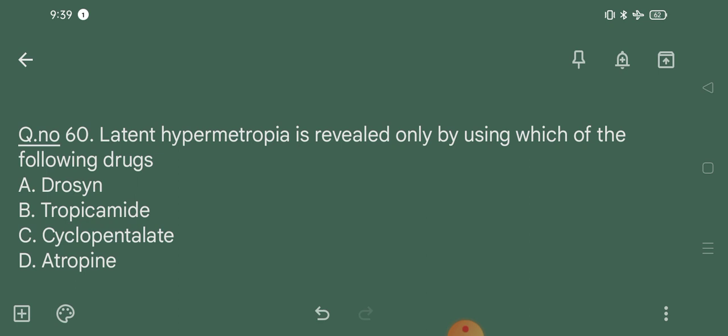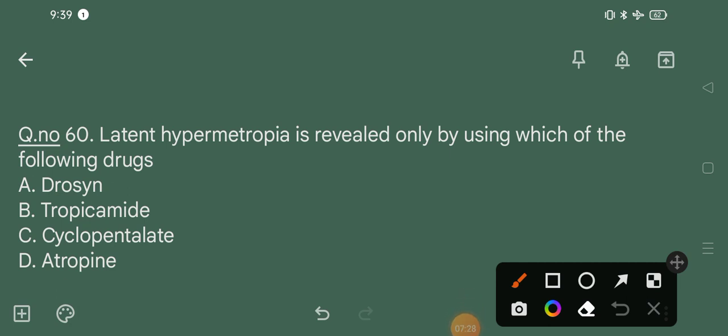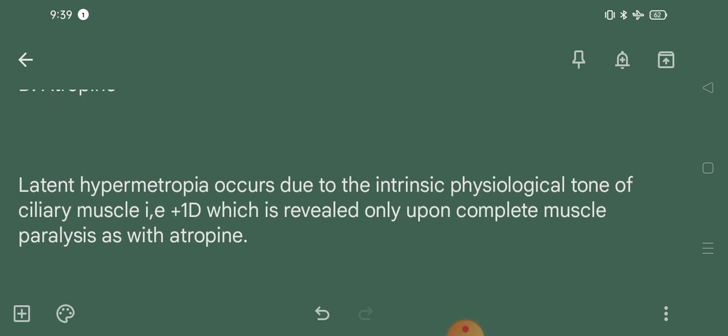Question number 60. Latent hypermetropia is revealed only by using which of the following drugs? Option A Drosin, option B tropicamide, option C cyclopentolate, option D atropine. The correct option is option D, that is atropine. Latent hypermetropia occurs due to the intrinsic physiological tone of ciliary muscle, that is plus 1 diopter, which is revealed only upon complete muscle paralysis as with atropine. So atropine से ही हम complete paralysis कर पाते हैं ciliary muscles को.